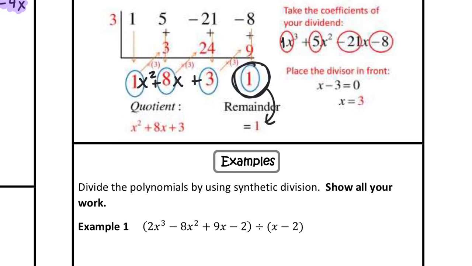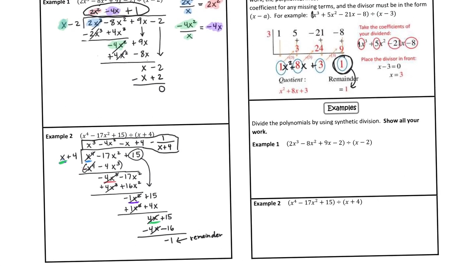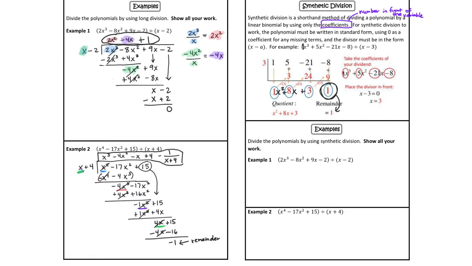Now, we're going to do examples 1 and 2, but using synthetic division. But notice, if I zoom out, do you notice how example 1 over here is the same over here? 2x to the third minus 8x squared plus 9x minus 2, then you're dividing by x minus 2. So this example 1 is the same example 1 over here. This example 2 is the same example 2 over here. We want to see that we're going to get the same answer using two different methods.